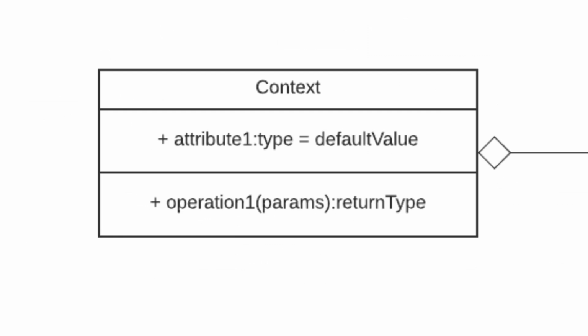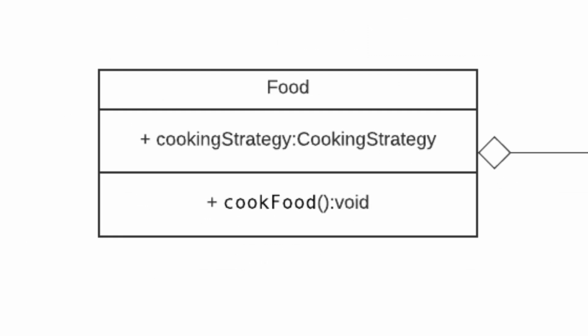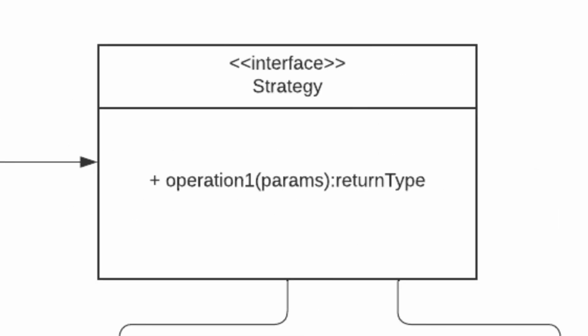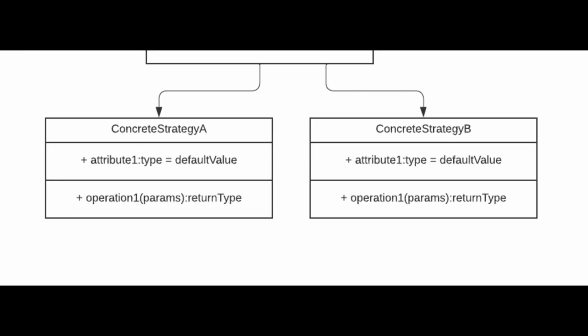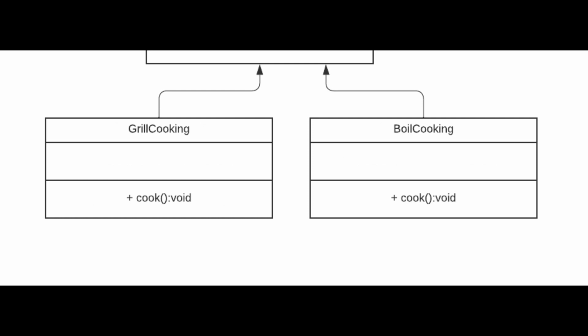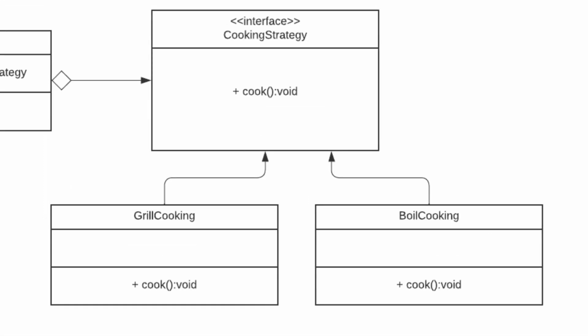So in our example, the context could be a food class. Food can be cooked using different cooking methods or strategies. The strategy interface could be called cooking strategy, and it could have a method called cook. This interface represents the strategy for how food will be cooked. The concrete strategy classes are the concrete implementations of the actual strategies, such as grilling or boiling. These concrete implementations implement the strategy interface and have their own implementation for the cook method.